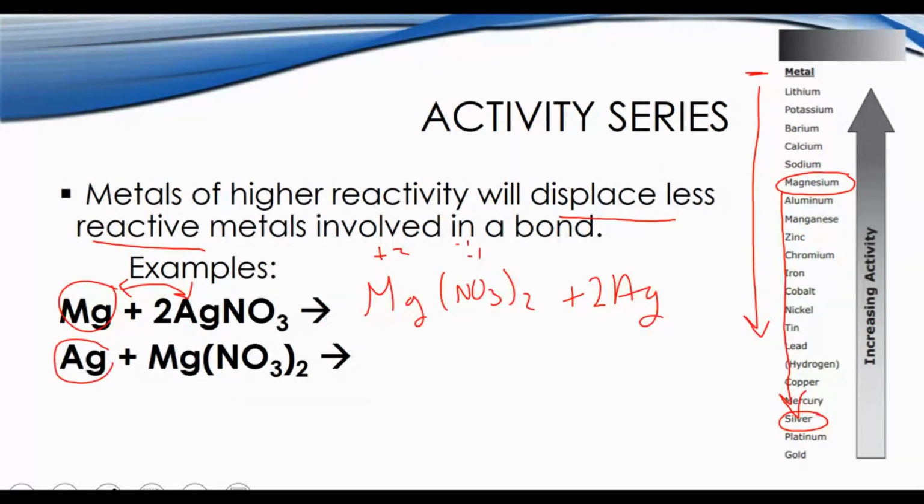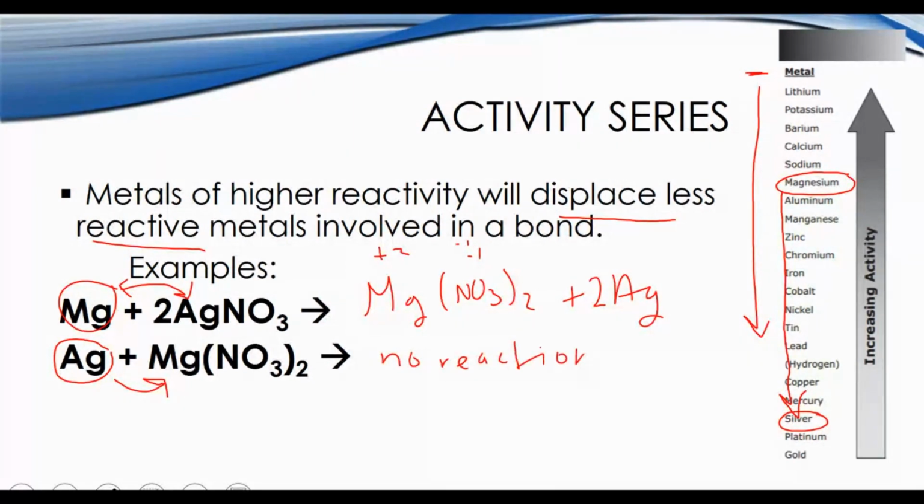Can silver replace magnesium? So we have them here still, and the answer for this one is no. Silver is lower than magnesium. So for that reason, silver is weaker than magnesium, and we will say that there is no reaction. So you will literally write no reaction.